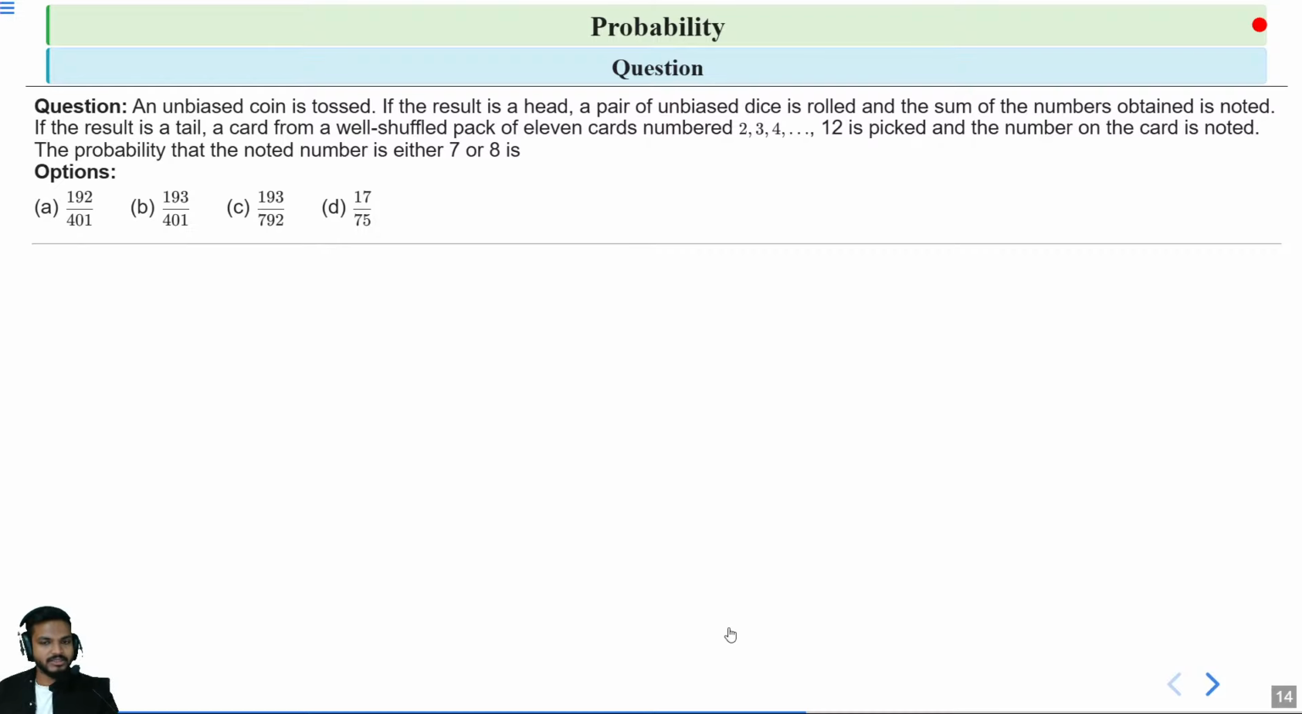So which card do you get? Let's suppose we pick card number 4. Then we note the number 4. Clear? Now we are asked for the probability of the event that the noted number is either 7 or 8. Which option is correct? Option A, 192 by 401. Option B, 193 by 401. Option C, 193 by 792, and option D, 17 by 75. Very interesting question, so try this question.